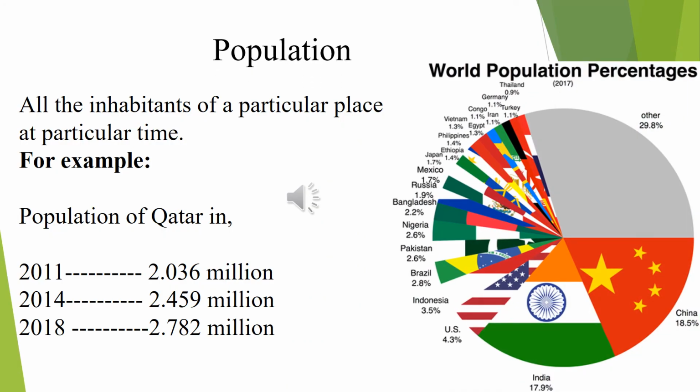Dear students, population means all the inhabitants of a particular place at a particular time. In this lesson, we will talk about the human population. The population of any area does not remain same, it keeps on changing. For example, population of Qatar.